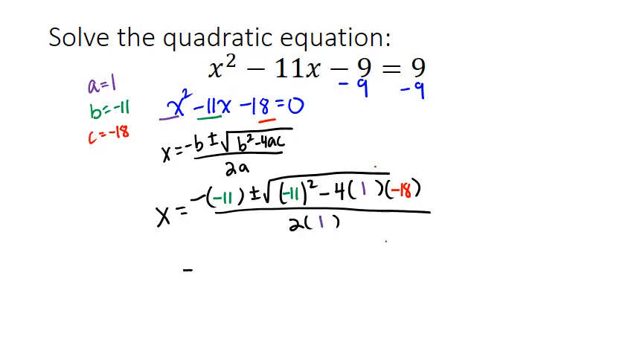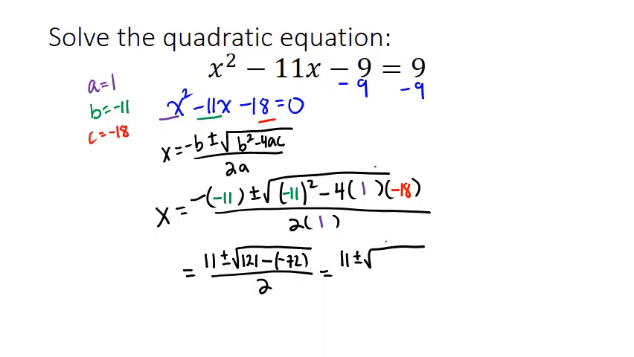Now we can simplify. Negative 11 becomes positive 11, plus or minus the square root of negative 11 squared, which is 121, minus, we have a 4, a 1, and a negative 18. 4 times negative 18 is negative 72, all over 2. A negative 72 results in a positive, so we have 11 plus or minus the square root of 121 plus 72 over 2. So we have positive 11 plus or minus the square root of 193 over 2.